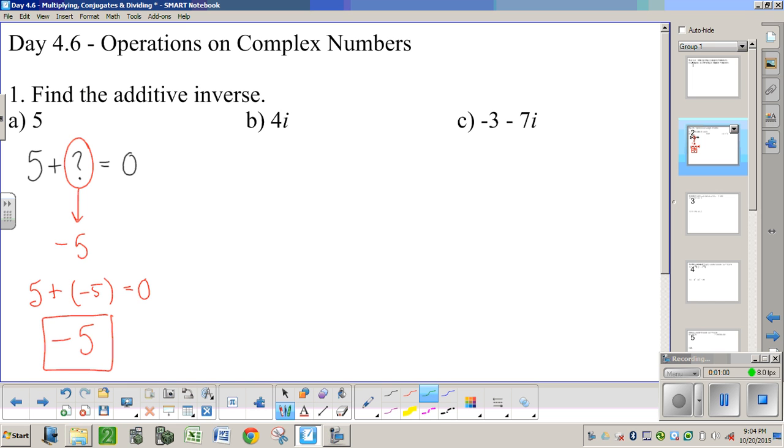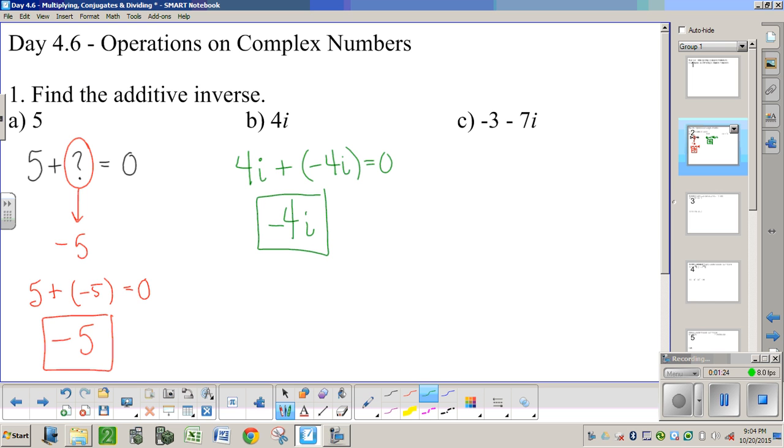All right, let's talk about 4i. If I took 4i and I wanted to add something to it to make it cancel out so that I got 0, it would just have to be negative 4i. So if I took 4i and added to it a negative 4i, that would equal 0. So the additive inverse of positive 4i is negative 4i.